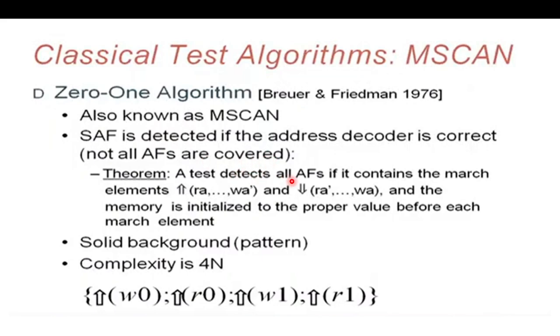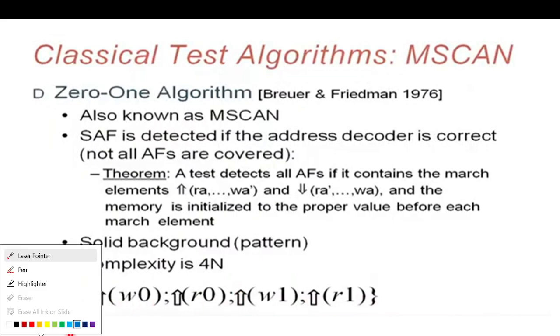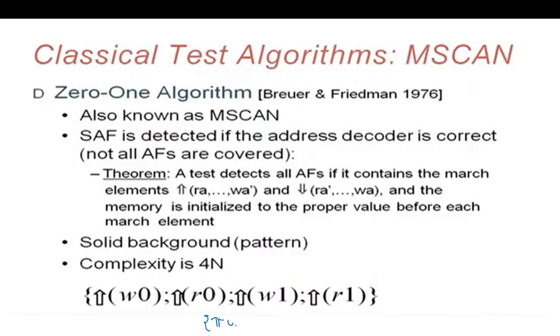So a test that detects all AFs contains March elements, writing an arbitrary content, say either 0 or 1, and its complement, and the content is initialized to the proper value before each March element. So we have a solid background pattern and the complexity is 4n. This is the sequence, March element. Let's write in this order. We first write a 0. And then in this order we read a 0. In this order we write a 1. And in this order we read a 1.